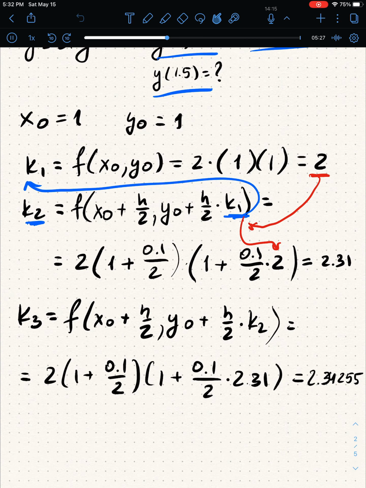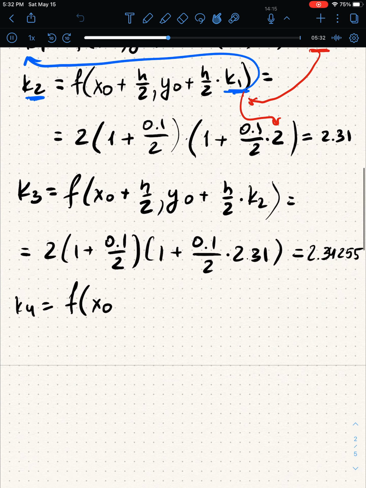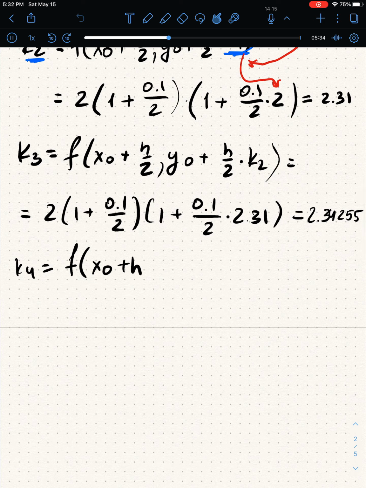We found K3, now let's find K4. It changes a little bit: we get x naught plus h, and our y becomes y naught plus h times K3, as we would expect by this point.